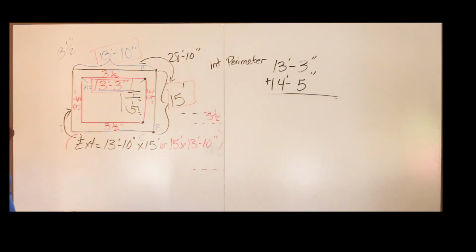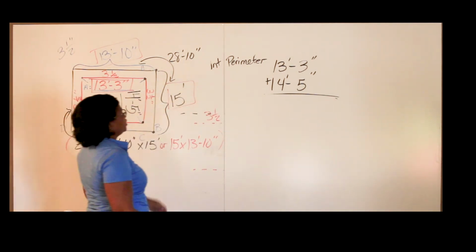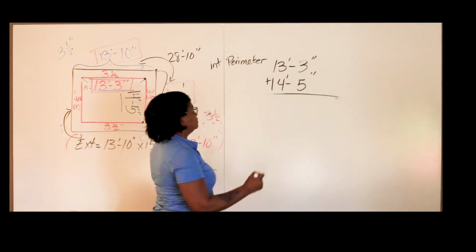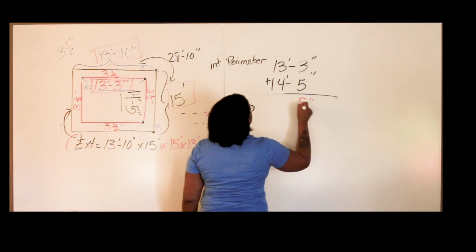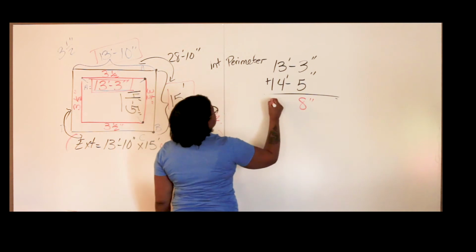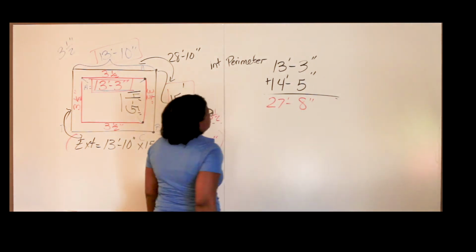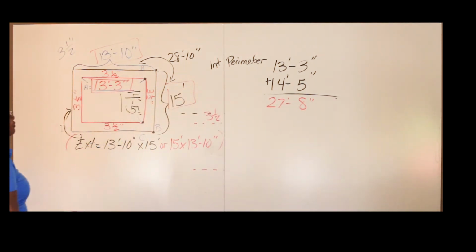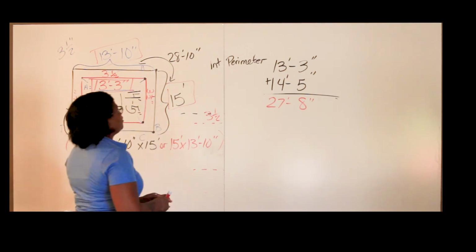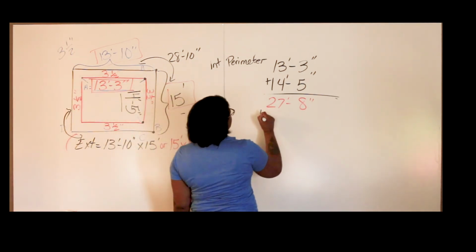So interior perimeter, same thing. 5 plus 3 is 8 inches. And 14 plus 13 is 27 feet. So far, we got 27 feet, 8 inches. But we have to add all the sides. This only represents 2 sides. So I have to take this information because I took the two adjacent walls, I double it up.